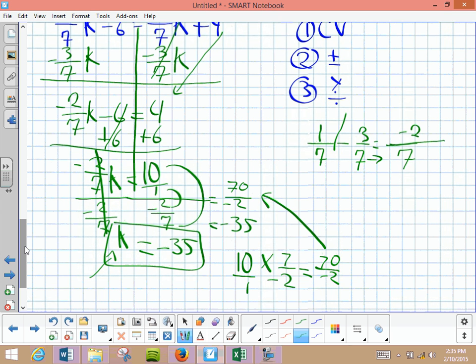I'm dividing these two. So I multiply 10 by 7, I get 70. I multiply 2 times 1, negative 2, and I get negative 2. And then I divide it. That's an improper fraction. And I divide 70 by negative 2, and I get negative 35. It is negative, negative 35.